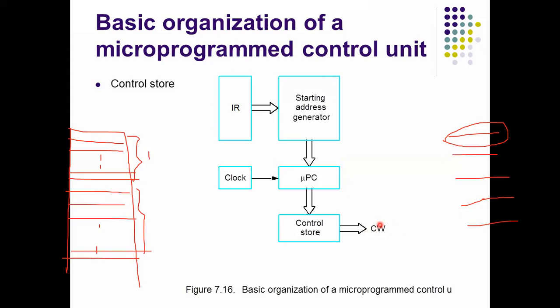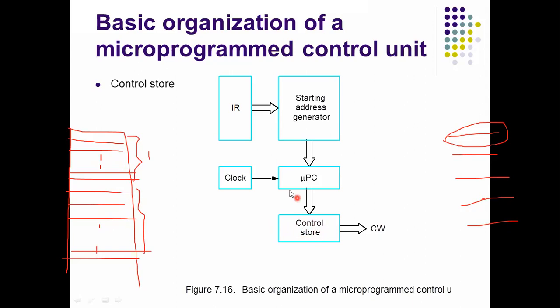The micro routines for all the instructions in the instruction set of a computer are stored in a special memory called the control store. What is meant by this control store? Here we have some micro instructions. All the micro instructions together are called micro routines. The micro routines for all instructions in the instruction set of a computer are stored in a special memory, and that memory is called the control store.